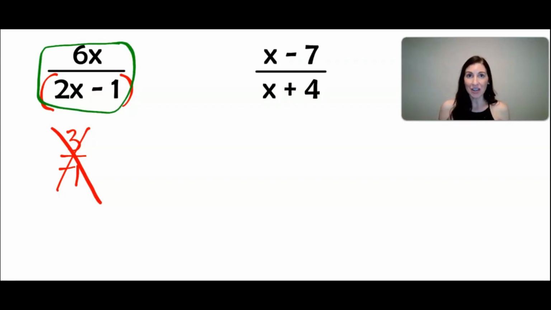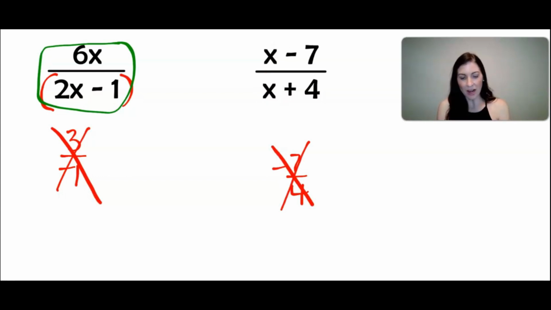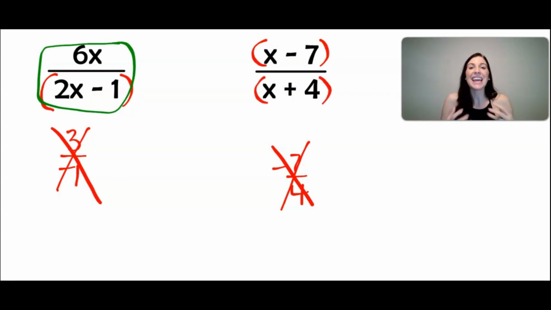Same thing with the fraction on the right. A lot of my students want to incorrectly cancel out these x's and say the answer is -7 divided by 4. But once again, that is incorrect because the numerator is really the quantity x minus 7 divided by the quantity x plus 4. So the only time you could cancel that is if there was another quantity of x minus 7 in the denominator.